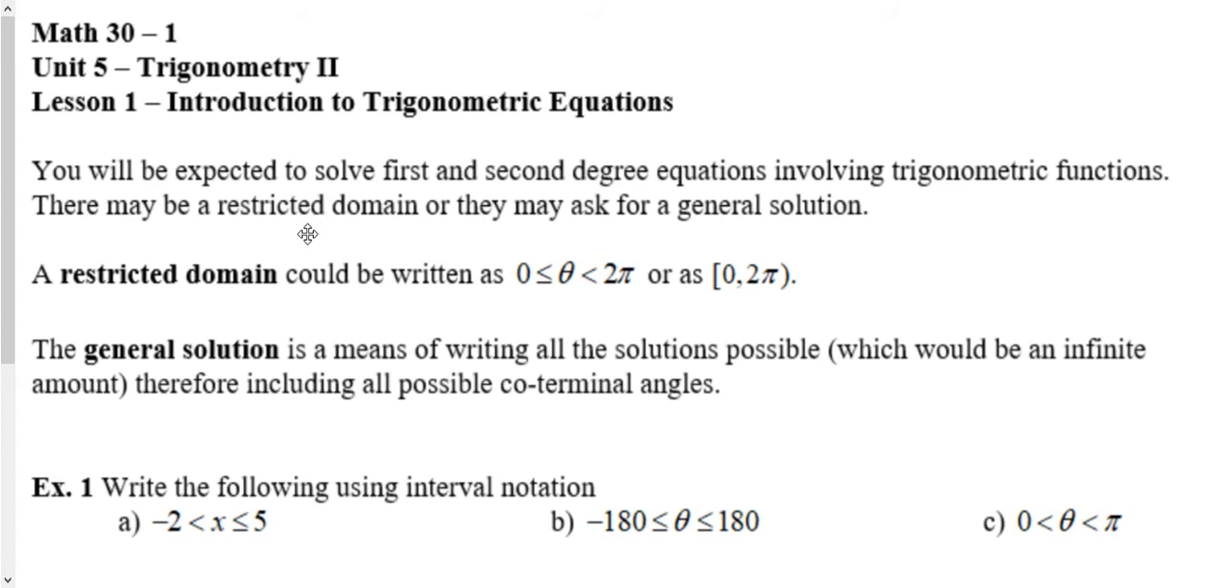There sometimes may be a restricted domain, and restricted domains can be written in the format of 0 ≤ theta < 2 pi. This is either in set notation or interval notation. We'll usually try to stick to interval notation. We also write general solutions for many possible equations. That means we're basically writing down all possible coterminal angles.